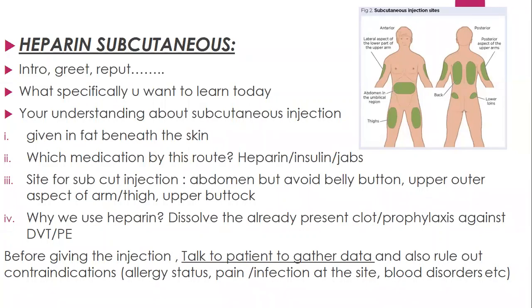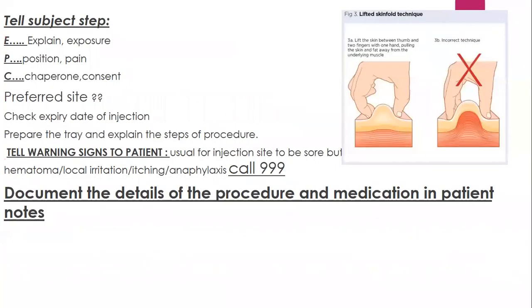Yes, exactly. Okay. So after that, you will talk about the contraindications: allergic status to heparin, similarly pain at the injection site, some blood disorders. So you will tell the colleague that you need to ask this, because these are the contraindications of this injection, and then move to the injection part. Like we have already done the tummy examination and testicular examination. In those examinations, we talk about the explanation of the procedure and exposure, position, pain, chaperone, consent. These things you will talk about in one line.